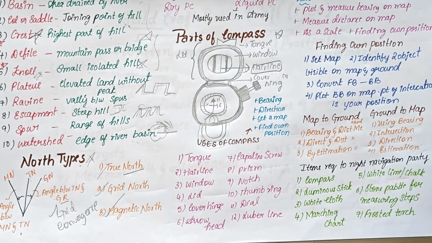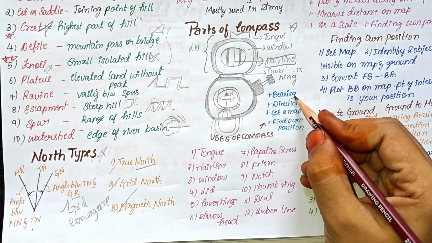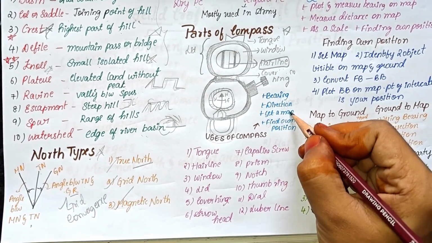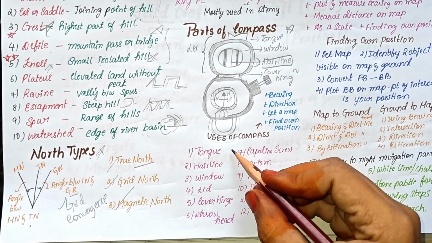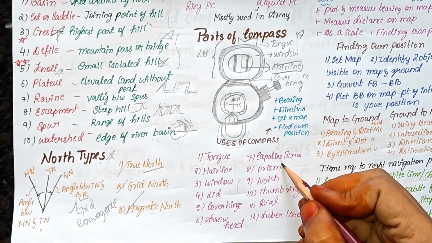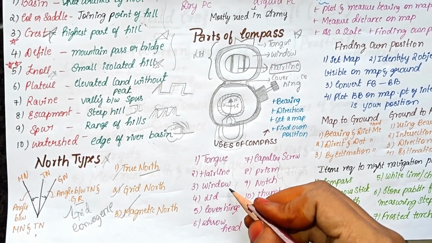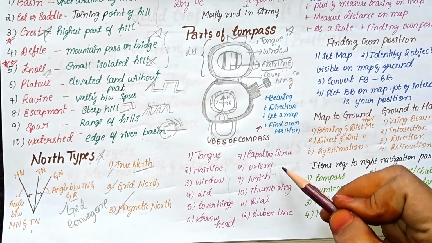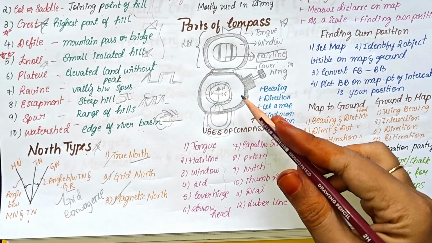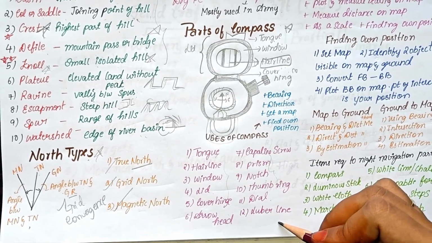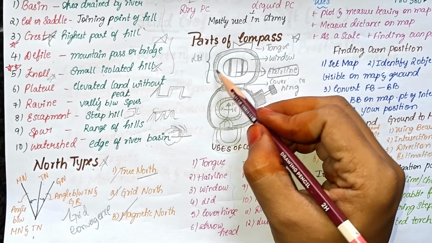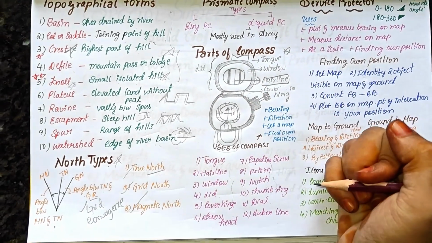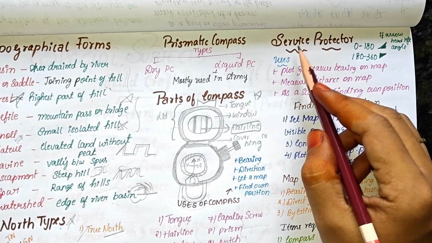So uses of compass are bearing. It can show the direction. It is used to set a map and to find our own position. Some of the parts of the compass are tongue, hairline, window, lid, cover, hinge, arrowhead, cap line screw, prism, notch, thumb ring, dial, and louver line. This is the lid, this is the tongue, this is the window, this is the hairline, and this is the cover.